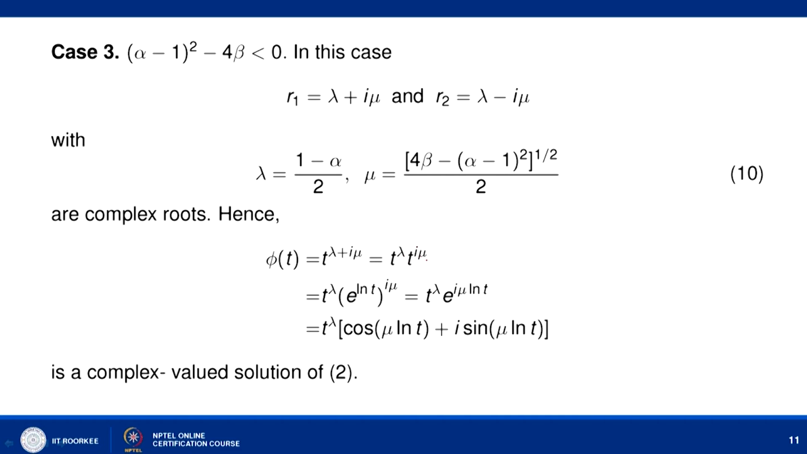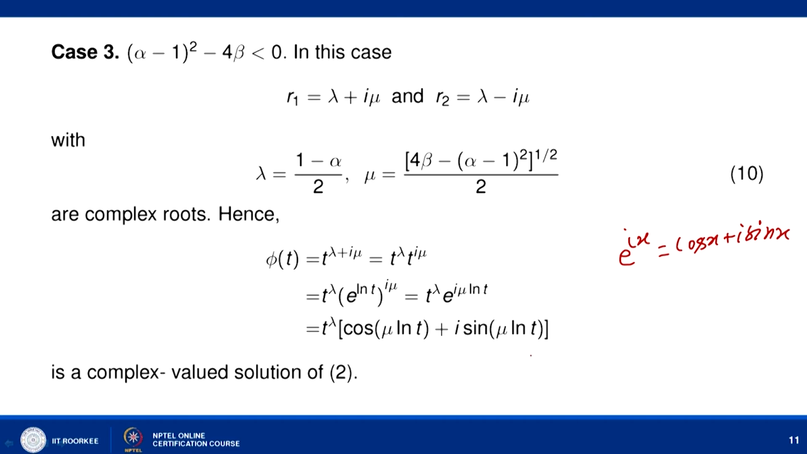So, to define this t to the power i mu, let us write t as e to the power ln t. If you calculate e to the power ln t, it will give you t. So, we write t to the power i mu as (e to the power ln t) to the power i mu. Now, this has a meaning. So, here we can write t to the power lambda into e to the power i mu ln t. We already have the expression e to the power i x as cos x plus i sin x. So, using this expression, we can write our solution as t to the power lambda (cos(mu ln t) plus i sin(mu ln t)), and we can say that this is one complex valued solution of the equation, which is known as Cauchy-Euler's equation.